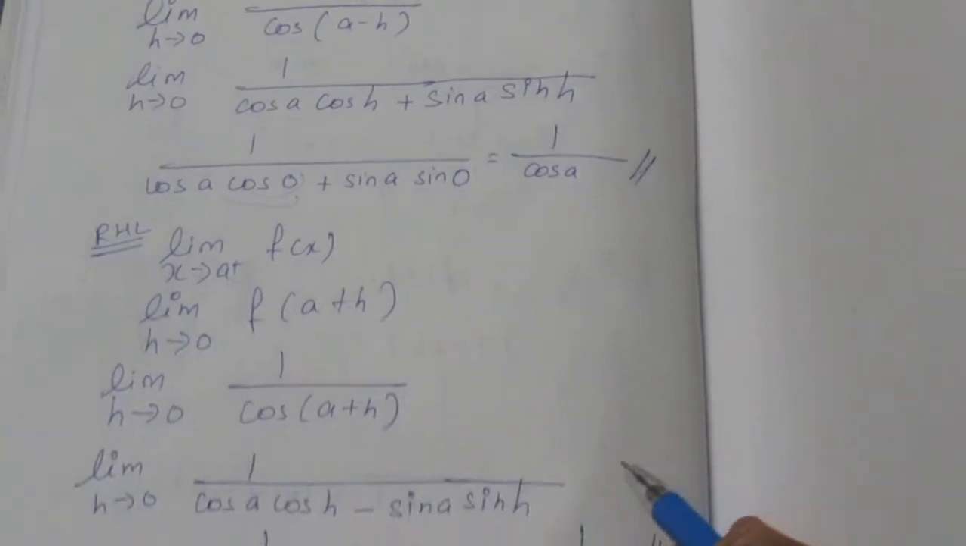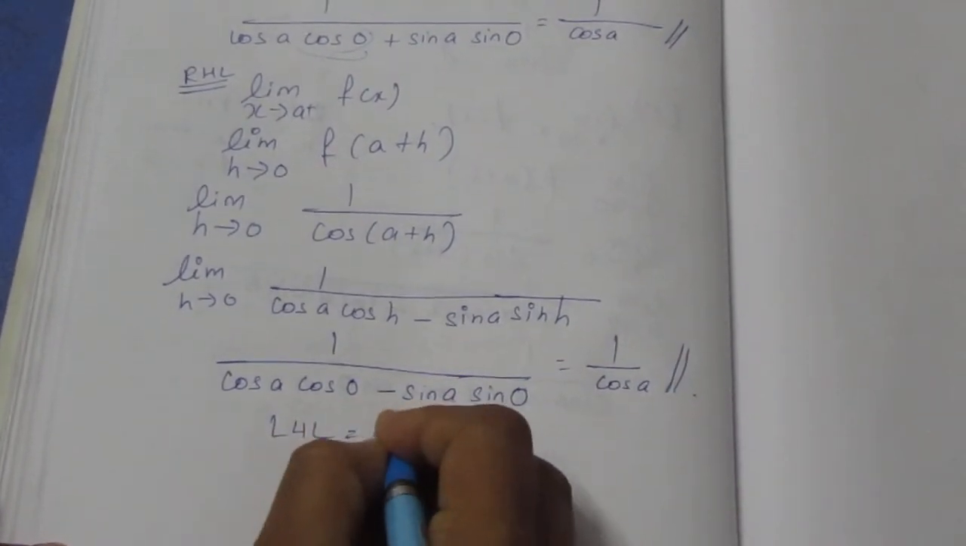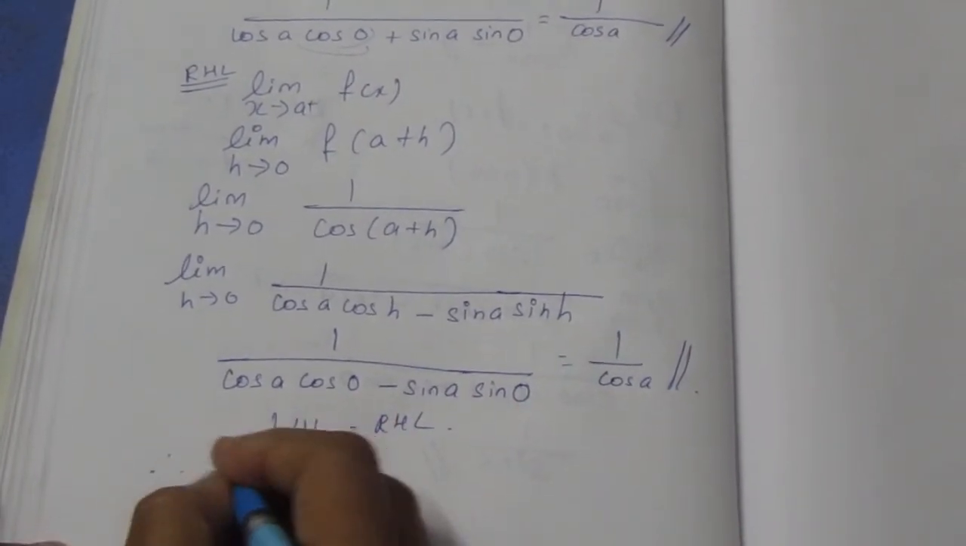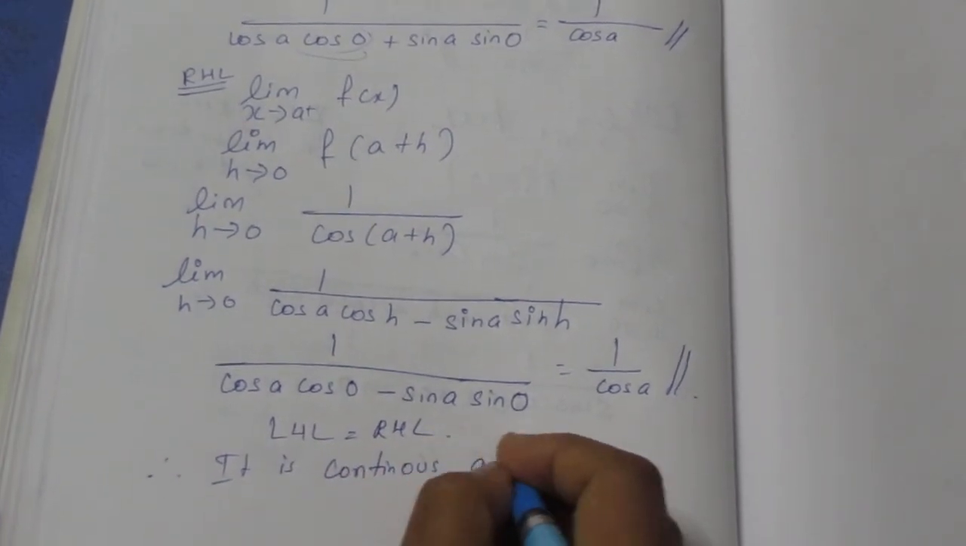So here LHL and RHL both are equal, so we can write LHL is equal to RHL. Therefore it is continuous at x is equal to a.